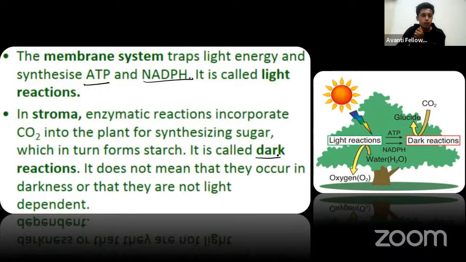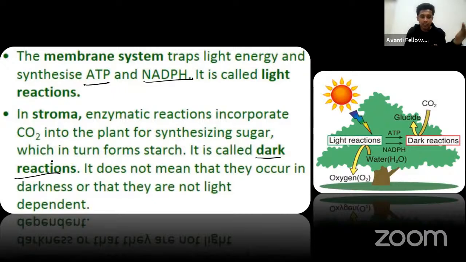So we understood what is light reaction and what is dark reaction. Both happen within the chloroplast. In what regions of the chloroplast? You have your grana, which contains thylakoids. Thylakoids have pigments, and pigments are meant to trap light. When they trap light, they undergo certain reactions. These reactions which happen in the presence of light are called light reactions, and the resultants of these light reactions are ATP and NADPH.